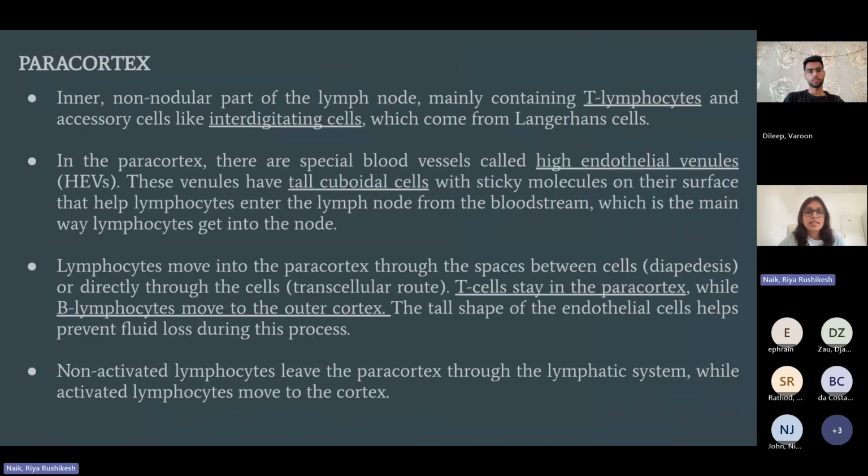The paracortex is the inner part of the cortex, which does not have the lymphatic nodules. And it is, like I said earlier, a T lymphocyte dependent area. It also has these other accessory cells, such as interdigitating cells.